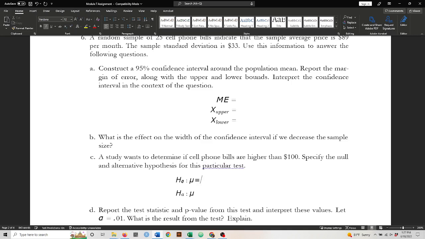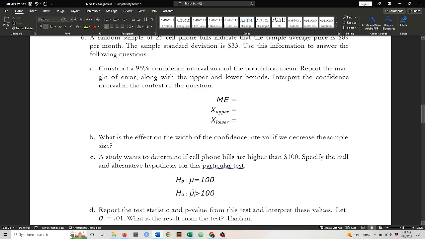Okay, so in this particular case, $100 is going to serve as our hypothesized value, and our null hypothesis is just going to be that the true population mean cell phone bill is equal to $100. And then the language here, "higher than," I think what this is referring to is that I want to see if it's more expensive. Higher than 100 just means greater than 100. So this is an upper tail test, to see if the true population mean cell phone bill is greater than $100.